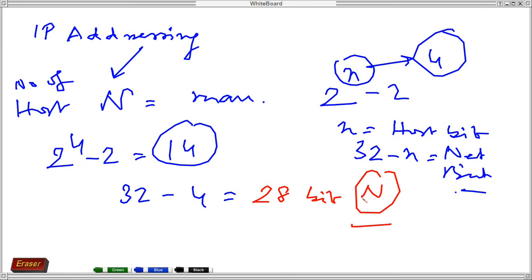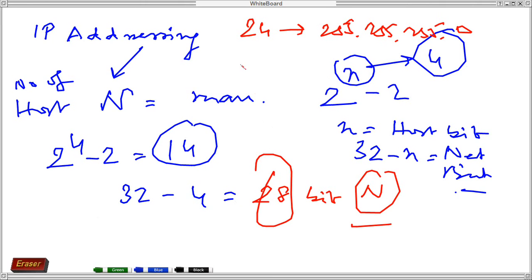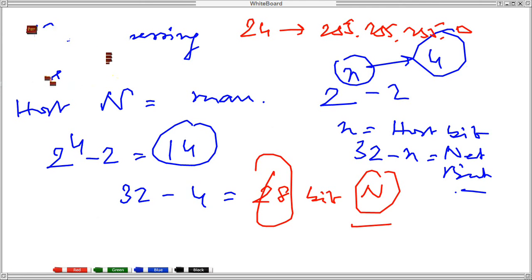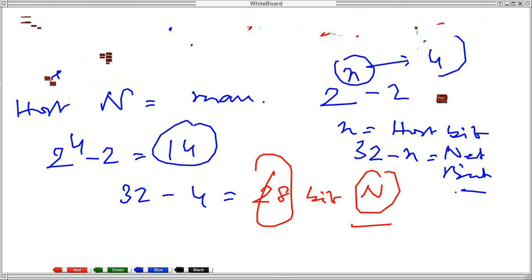Okay, so I have to calculate the subnet mask accordingly. If it was 24 bit, the subnet mask was 255.255.255.0. So how to calculate a variable length subnet mask, VLSM, when this is 28 bit? I am giving you a table which will help you to calculate the subnet mask VLSM quite easily.